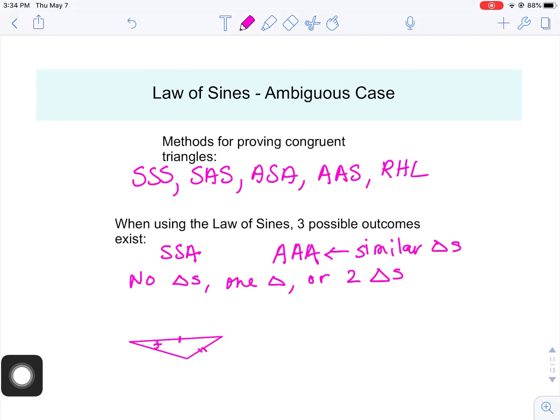Now let me show you how that happens. Let's draw it in a different color. So I'm going to extend this line, and I can spin this side out. So I'm going to have the option of the orange triangle or the pink triangle and maintain those fixed measurements, so I can get two solutions. Sometimes I might get one, sometimes none. Let's see how that happens.